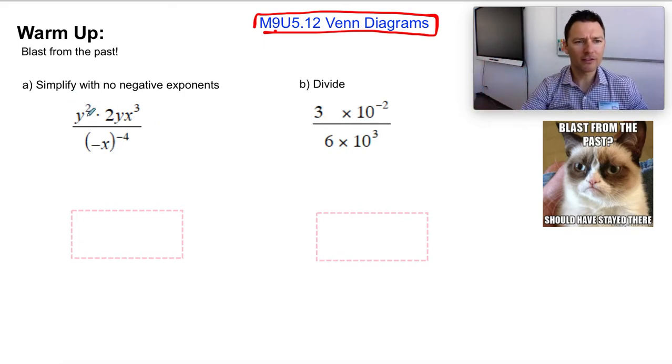So try this. Simplify, no negative exponents, and divide, no calculator. Are you kidding me? Try those two. Pause me until you get it. Go.